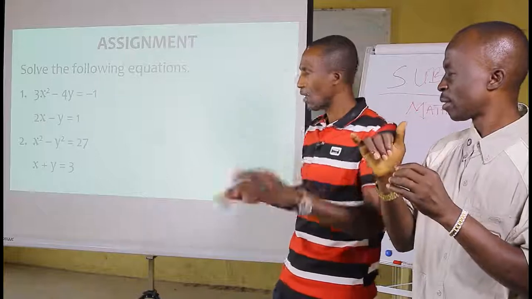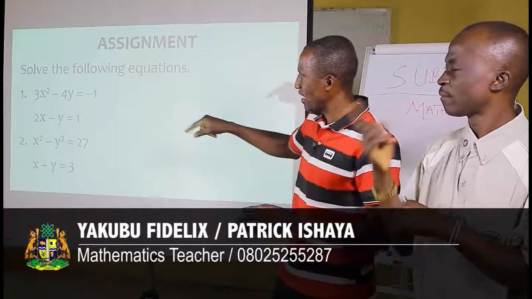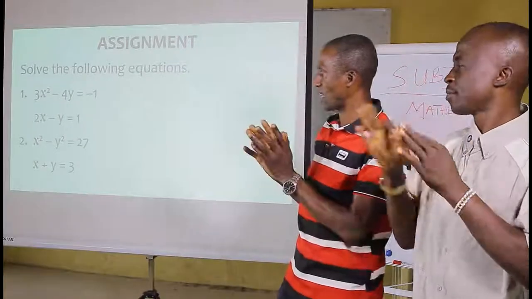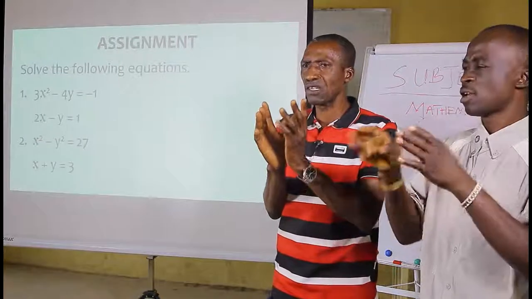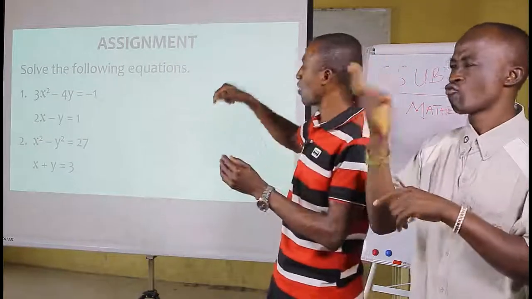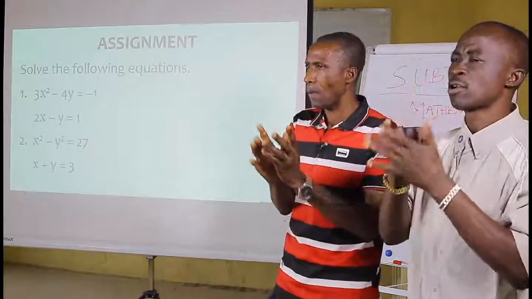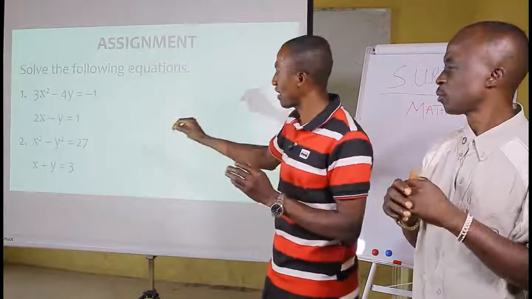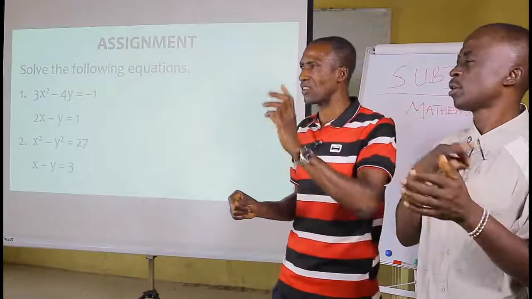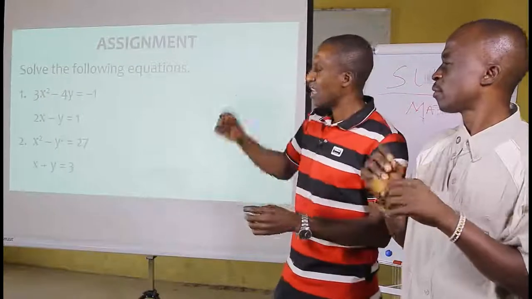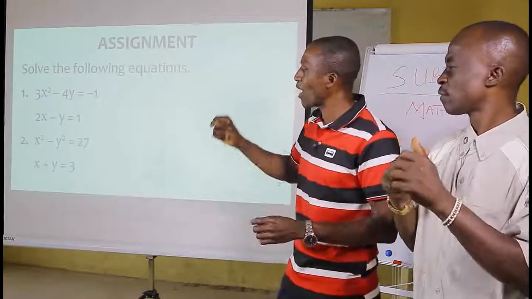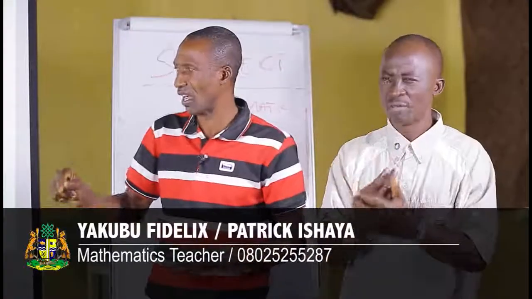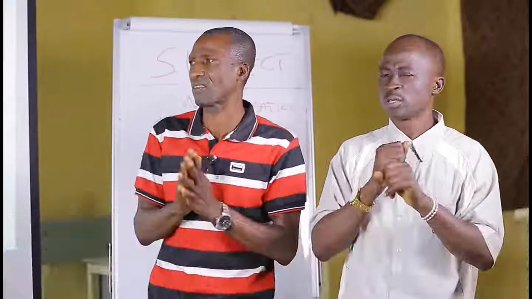My students, take note. The first assignment is similar to the first example I've explained. While the second assignment involves the difference of two squares. It was actually one of the examples I was supposed to work out, but time could not permit me. So for the second, you are to apply the difference of two squares. Or if you can still follow the way I worked the first example, you will still arrive at the same answer.